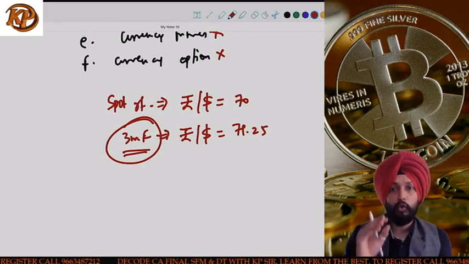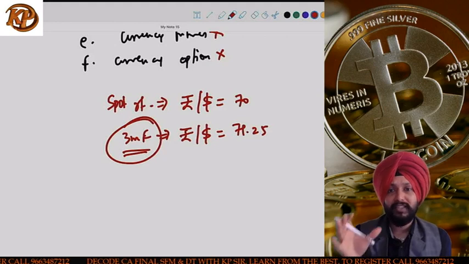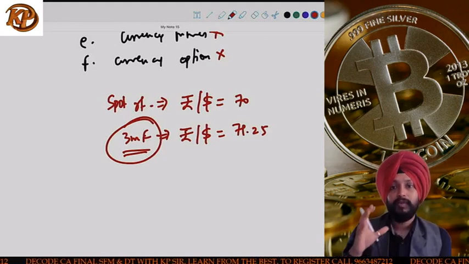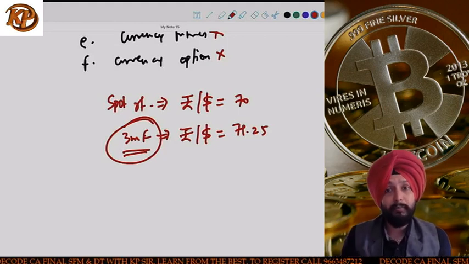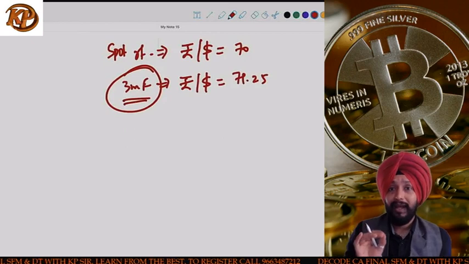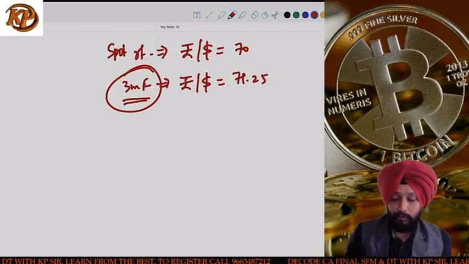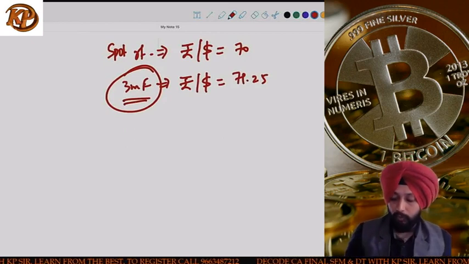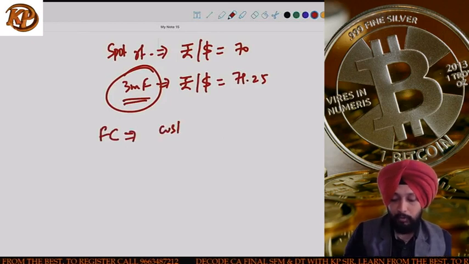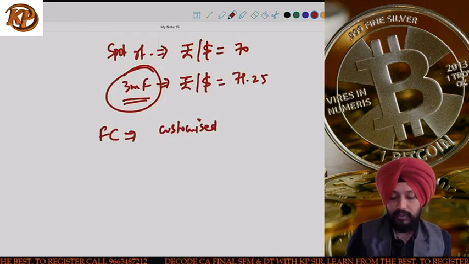After 3 months, you go to the bank, and whatever is the specified currency amount, that much you can get at 71.25. Now, how are forward rates determined? Forward rates are also determined by demand and supply forces. And anything special about forward contracts? The best thing about forward contracts is that they are customized contracts.